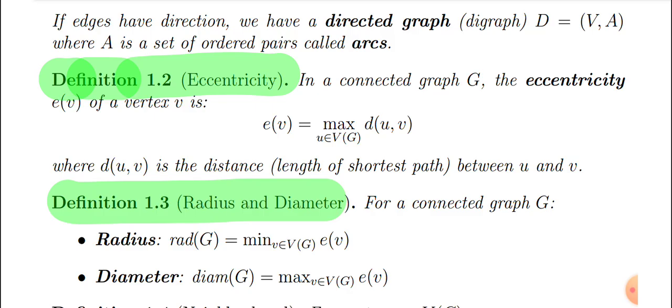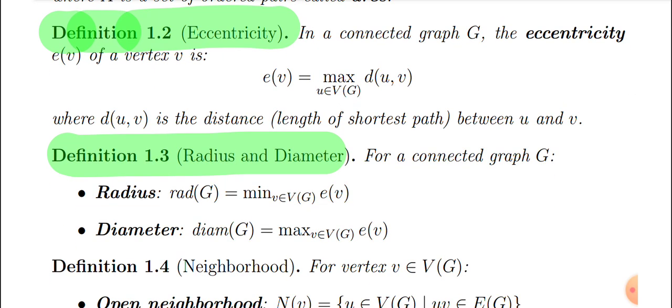Okay, so eccentricity is a property of a single vertex, but it helps us define two essential global properties of the whole network, the radius and the diameter. How do we distinguish them? The radius is the minimum eccentricity across all vertices in the graph. So you find the eccentricity for every vertex, and the radius is the smallest one you find.